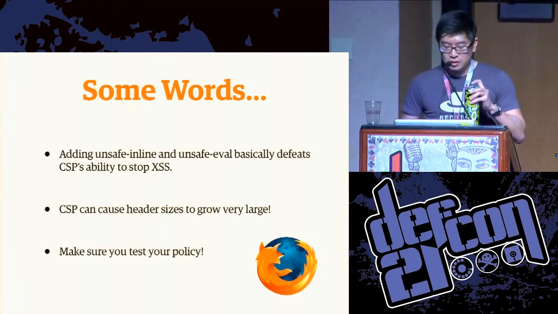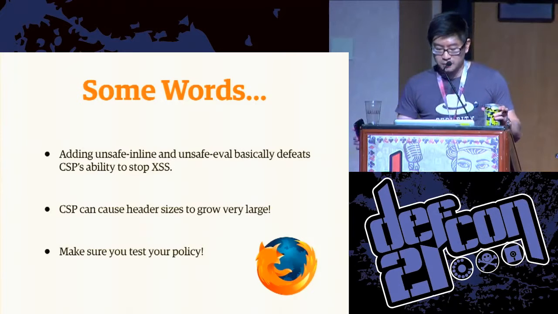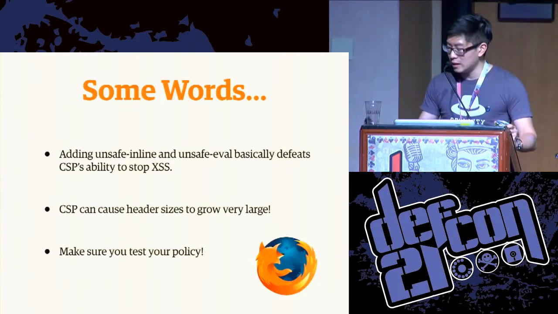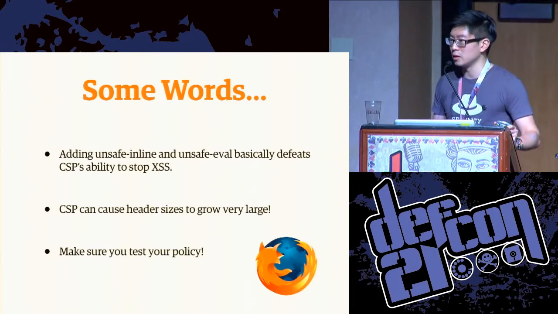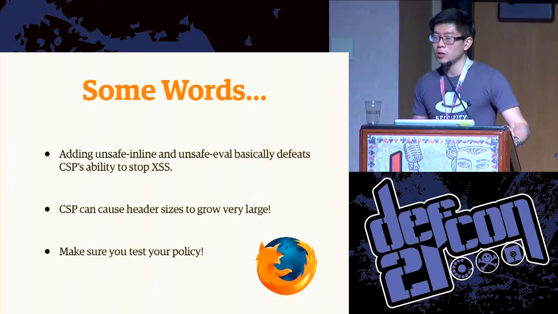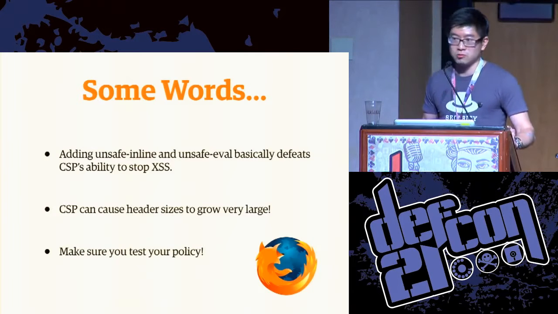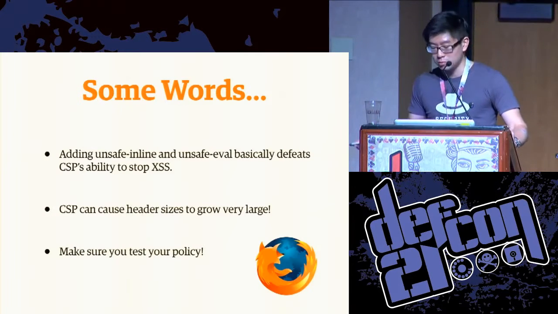So a couple additional thoughts about content security policy. As I mentioned before, unsafe-inline and unsafe-eval severely nerf the protective abilities that content security policy gives to you. So it's important when deploying a content security policy to consider whether or not you should include these directives in your policy. In addition, if you choose to implement it as a header, you can potentially be including a very, very large number of sources in your policy. And that can cause your header sizes to grow, which can potentially have an impact on performance.